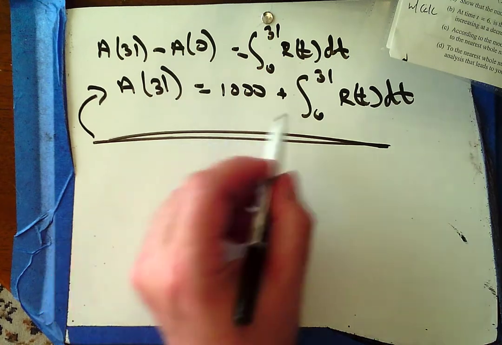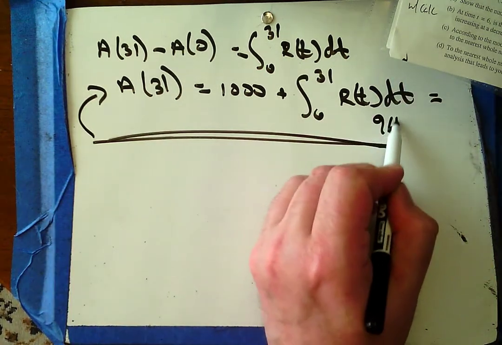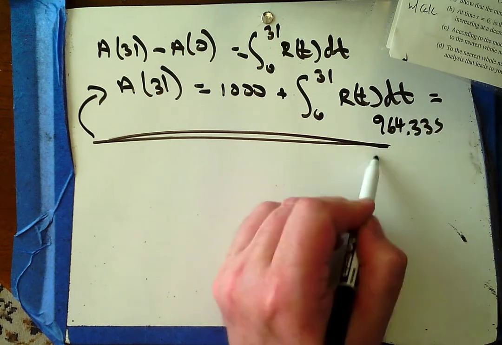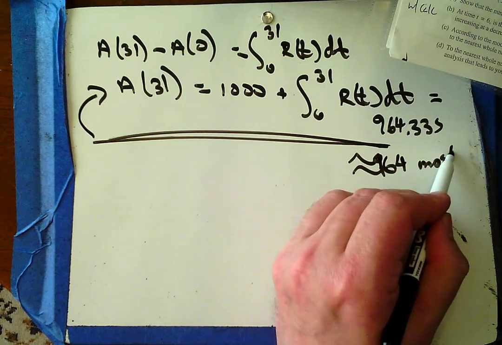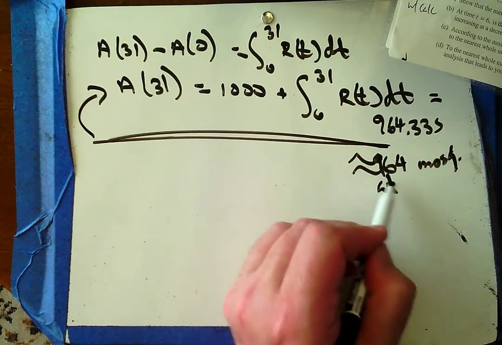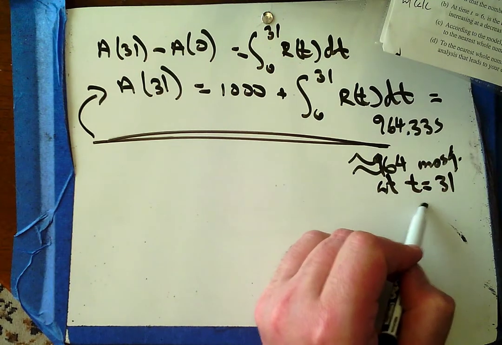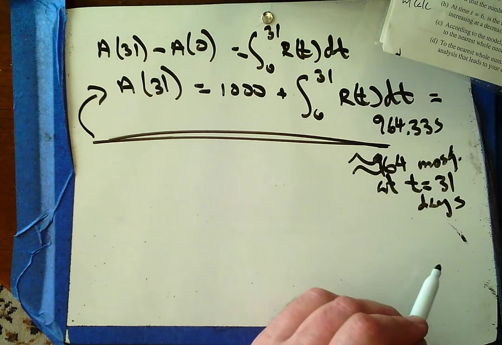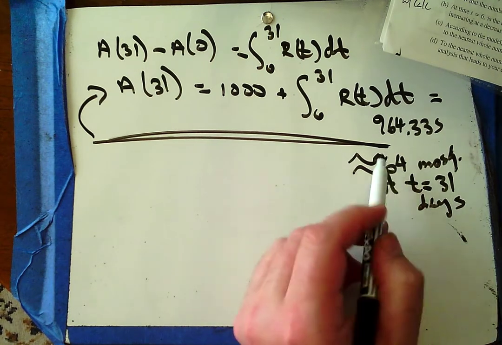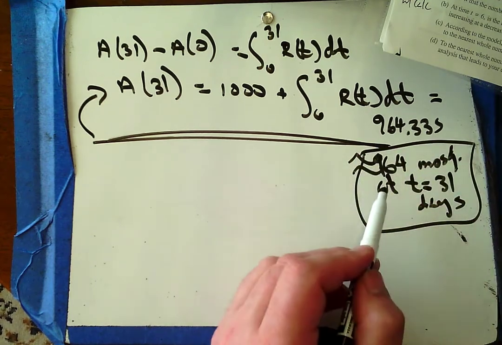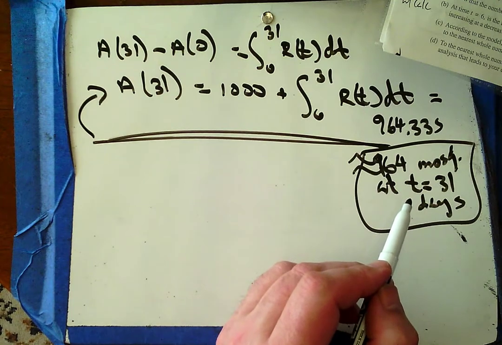I ended up with A of 31 equals 964.335, or approximately 964 mosquitoes at t equals 31. And those are days. Yes, days. Okay. And finally, part D, to the nearest whole number. Oh, to the nearest whole number. That's why we did 964.